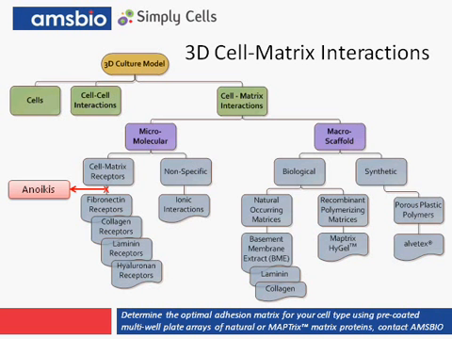Now, these cell matrix interactions are so important that when there is a loss of normal cell matrix interaction, the cell may undergo anoikis. This is a form of programmed cell death, or apoptosis.